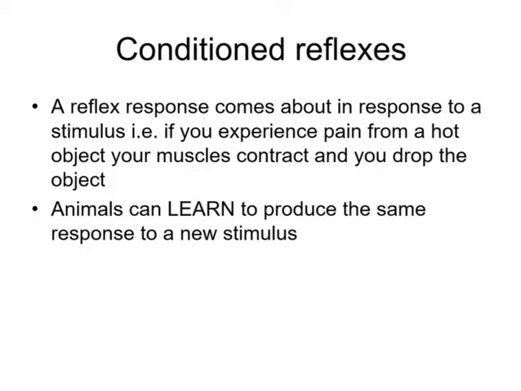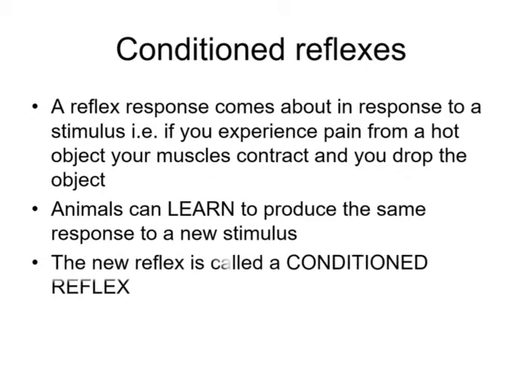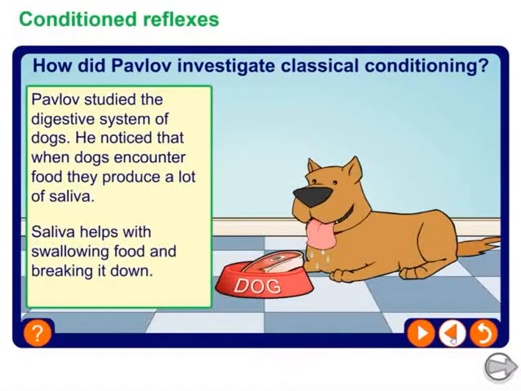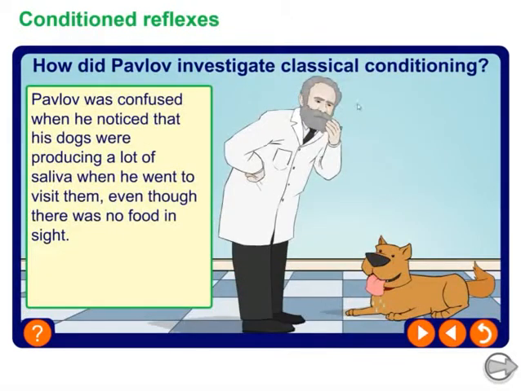Now animals can be trained or can learn to produce a response to a different stimulus, and this is called a conditioned reflex. Now the original work on conditioned reflex was carried out by a Russian scientist called Ivan Pavlov. He just observed things with a dog which he used to feed, and noticed the dog would salivate in anticipation of the food. But he also noticed the dog salivating even when he came to the dog without food.